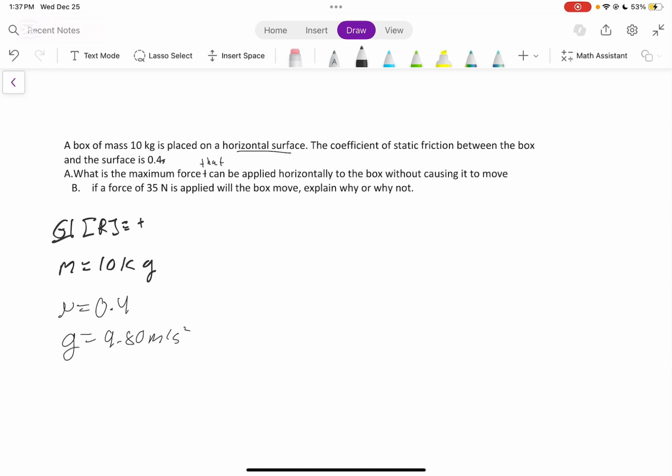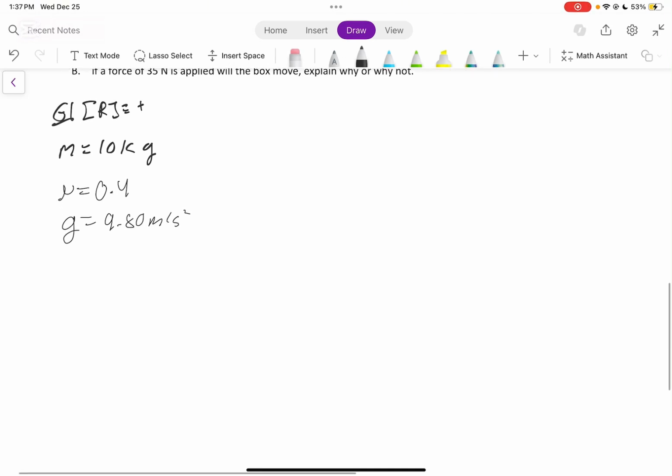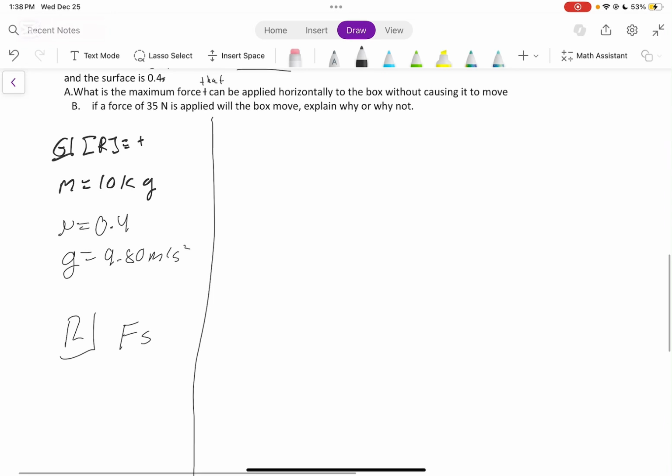What is the maximum force that can be applied horizontally without causing the box to move? So we're looking for Fs. Now, why are we looking for Fs? Well, we're trying to find how much force we can apply without having the box move. To know how much force we can apply without the box moving, we need to know how much friction there is, or how much force is required for the friction to stay there, right?